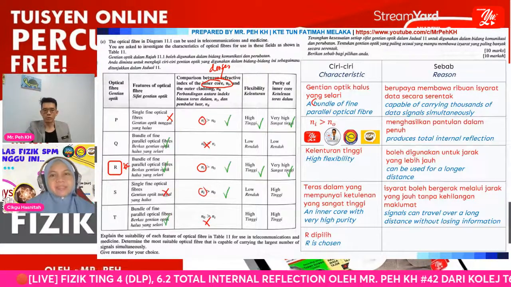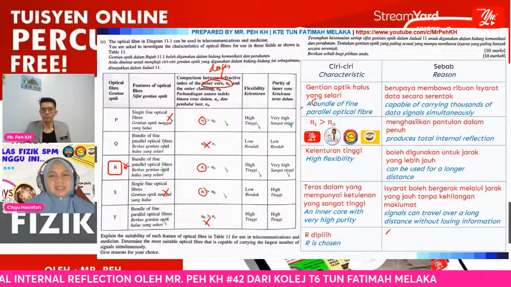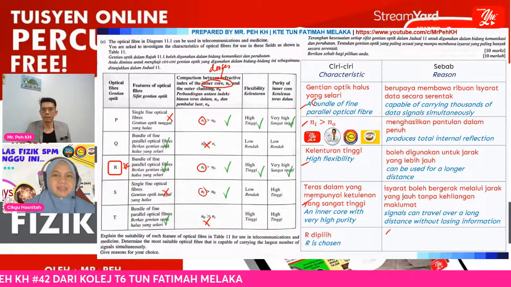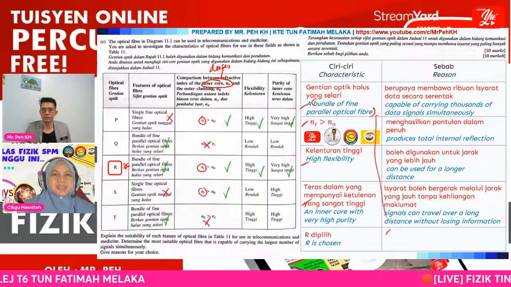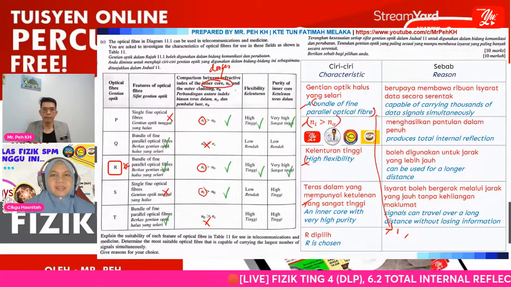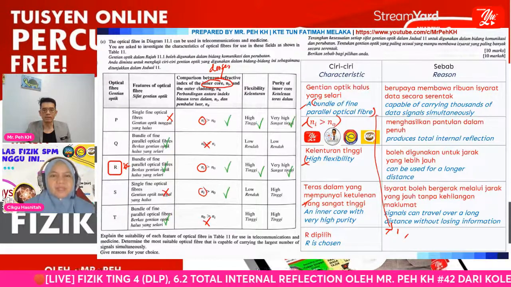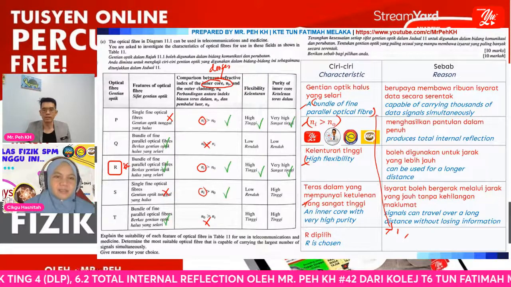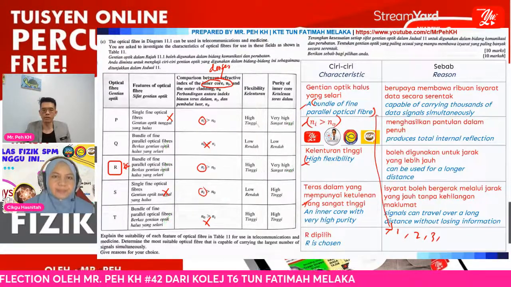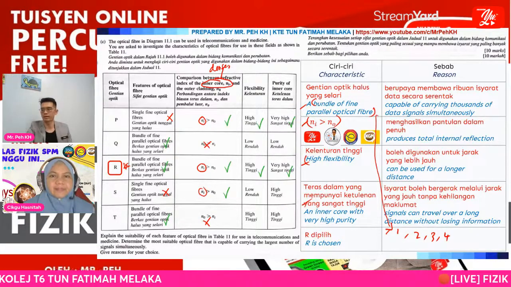Okay, so we choose R, and then for the last option here, you need to copy all of it. A bundle or fine parallel optical fiber will be the first point. Here will be the refractive index of the inner core is greater than the refractive index of the outer cladding. Third, high flexibility. Then fourth, inner core with very high purity. So you will get a total of 10 marks here.